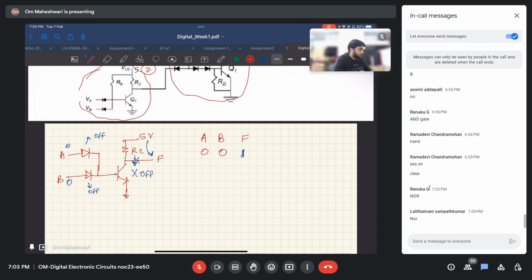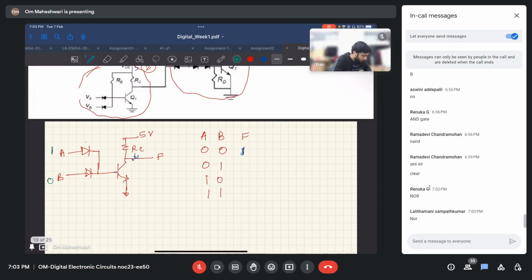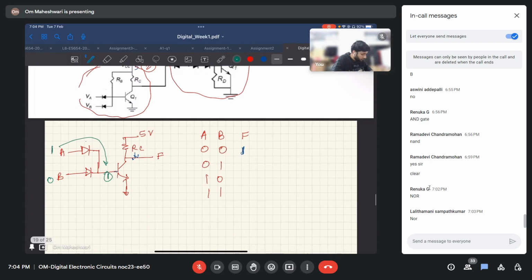Similarly, let us see 1, 1, 0, 1, 1. So when any of these is 1, let me write again. Let's say this is 1, this is 0, or any of them is 1. Whenever any of them is 1, this 1 will reach here, right? That means this diode has VB positive, this transistor will turn on.